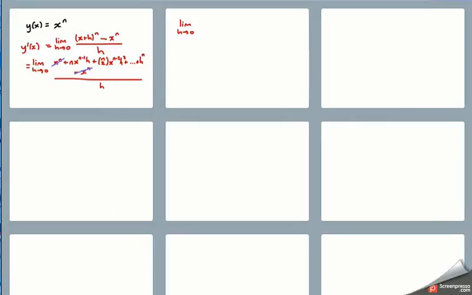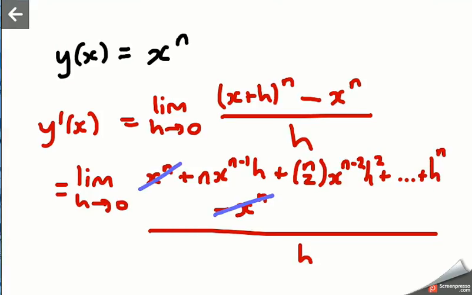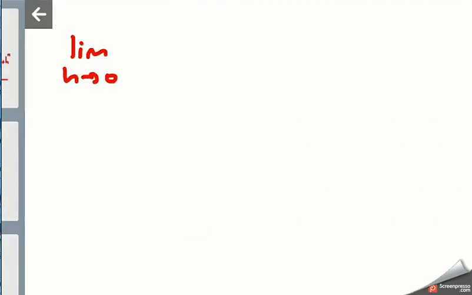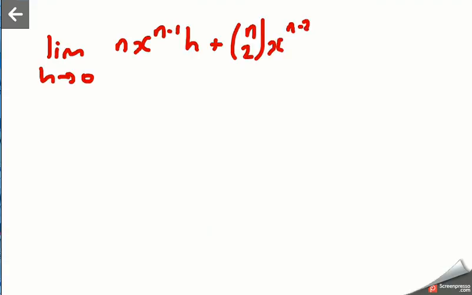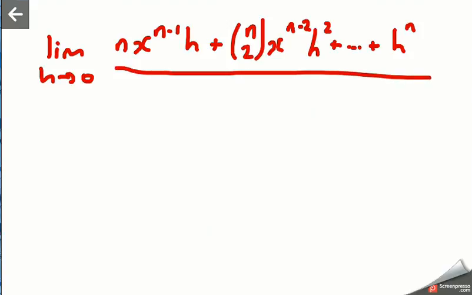So we still have the limit as h tends to 0. We cancelled off these x to the power of n terms. So what we're left with is n x to the power of n minus 1 times h plus n choose 2 x to the power of n minus 2 h squared plus ... plus n choose n, which is just 1 h to the power of n, and we're dividing that by h.